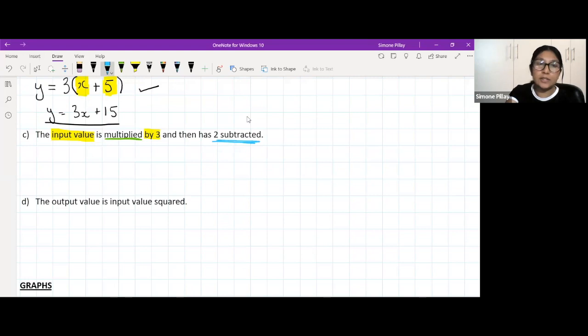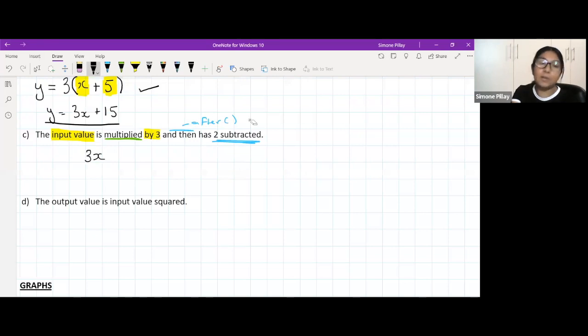After we've multiplied our input by 3, we have to subtract 2. Keep in mind, look at when they say "and then". "And then" means after. So you almost want to think you have to have brackets, because you have your input multiplied by 3 and then all of that must be subtracted by 2. Let's look at what we would do when we actually put it in an equation. Would we have brackets? So they say my input value is x. It's multiplied by 3.